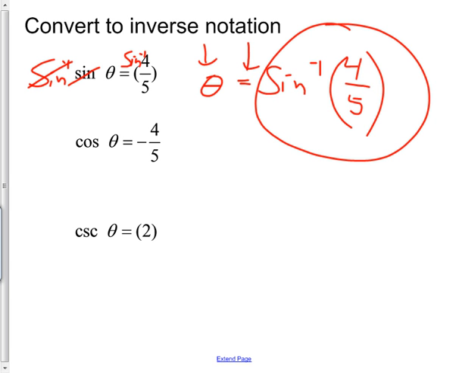So what do you think I'm going to do on this one? So both sides. Inverse cosine. And my final answer will be inverse cosine of negative 4/5.